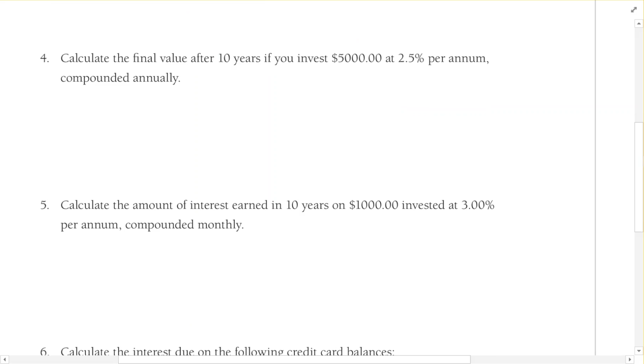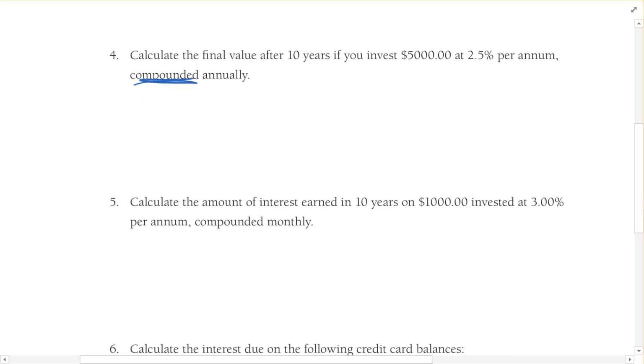Number four, calculate the final value after 10 years if you invest $5,000 at 2.5% compounded annually. Okay, so the words compounded annually tell me it's not going to be the simple interest formula anymore. It's going to be this one. A is equal to P times (1 plus R over N) to the power of NT. And a little hint here, since it's compounded annually, this becomes quite a bit simpler because N is just 1.